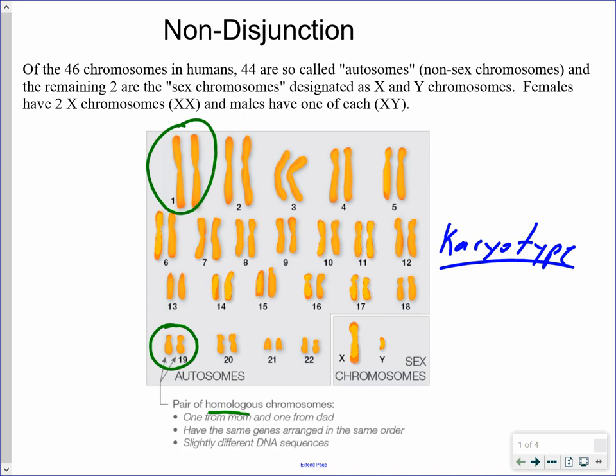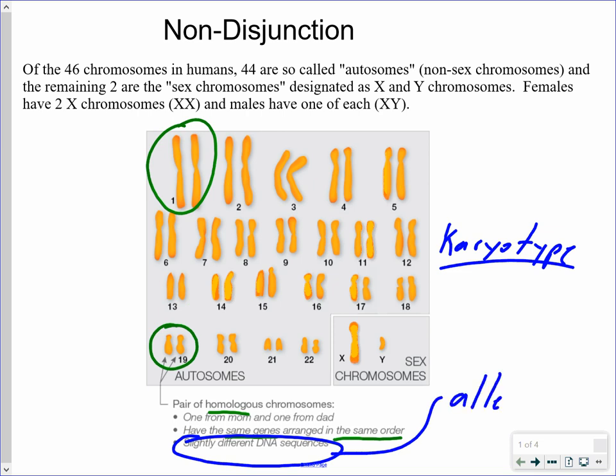As a reminder also, when we do compare the chromosomes that are from the mother and the father, they actually do have exactly the same genes that are arranged in exactly the same order along the chromosome. But of course, they're not going to be identical. They do have slightly different DNA sequences, and those different versions that we have of the same genes, those of course are referred to as the alleles.